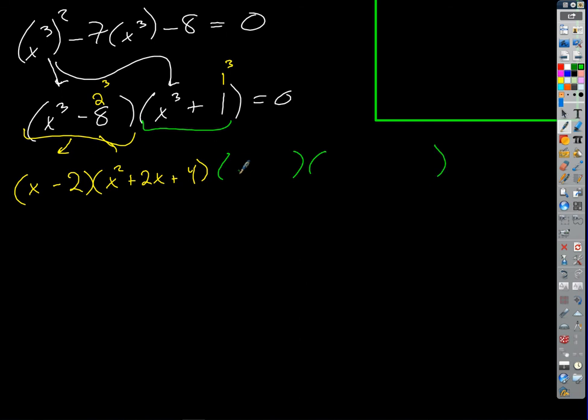So that one's x cubed plus 1 cubed, so what do we get? x plus 1 times x squared minus 1x, which is just x, plus 1 squared, which is 1. Good, and that whole thing is equal to 0, okay? So how many real zeros do we get? No, come on now, everyone should give me the same answer on this. How many real zeros do we get? 2.